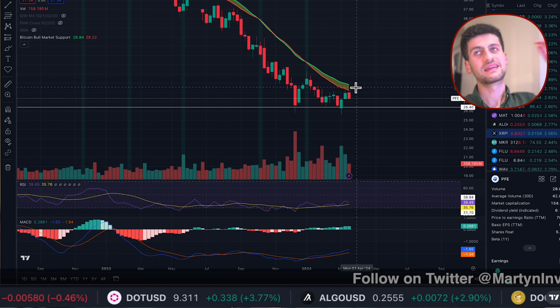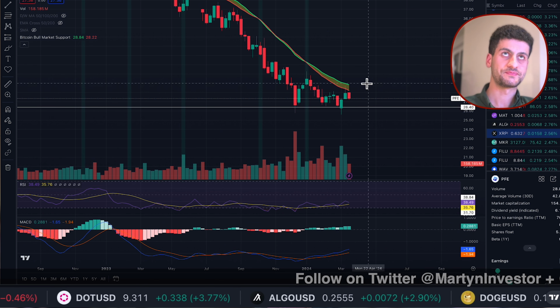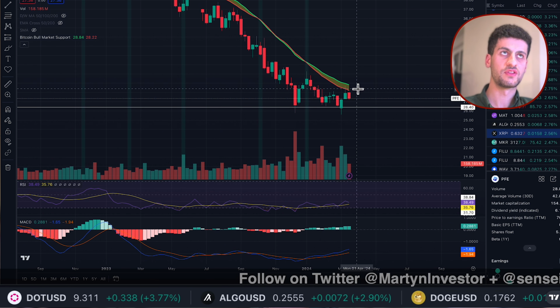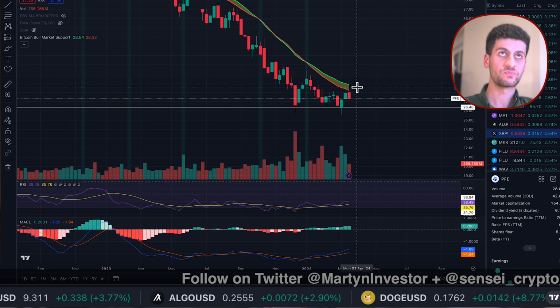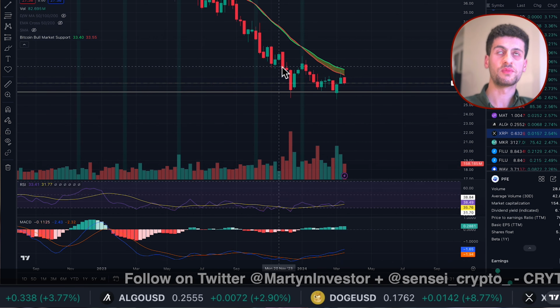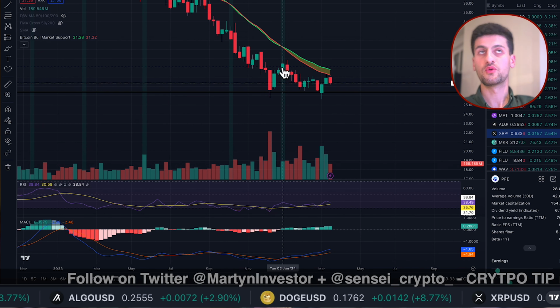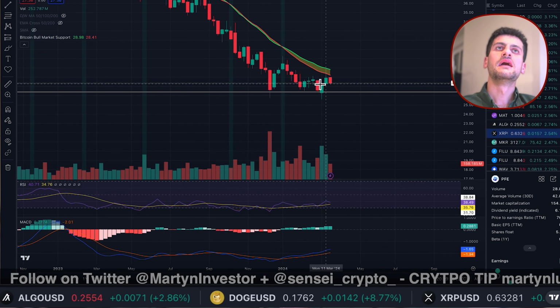So that would be getting above the $28 mark. We'll be getting back above the moving average, and I call it the bull market support band. So above it, you're in a bull market; below it, you're in a bear market.